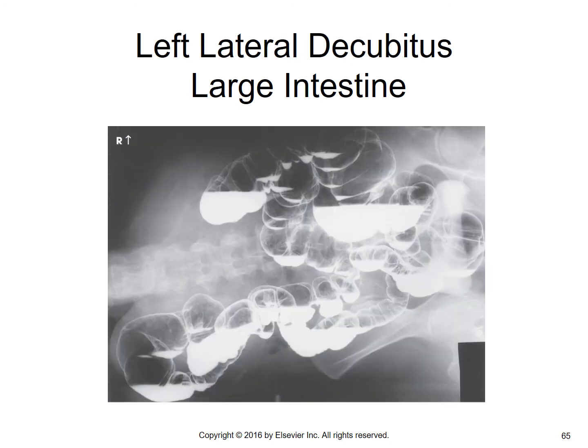Here we've got then the left lateral decubitus. Notice the right side up as well. Once again, you can see the layering of the barium. Okay, we're not interested in where the barium is. We're interested in where the air is. Okay. So this would be then your left lateral decube.